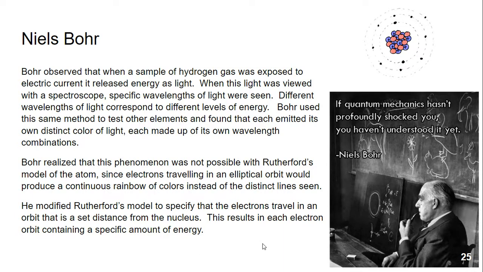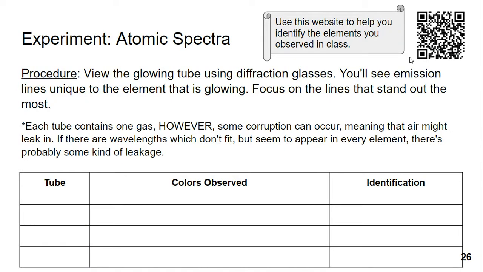You're going to use the experiment to help you identify some of the elements that he studied by looking at the colorful light that they produce using diffraction glasses. This QR code links to a website that will show you some other spectra, some similar to the ones you'll see in class and some different. There'll also be some cards that have the atomic spectra for the elements that we are studying in class. You can use those cards to help you identify them.